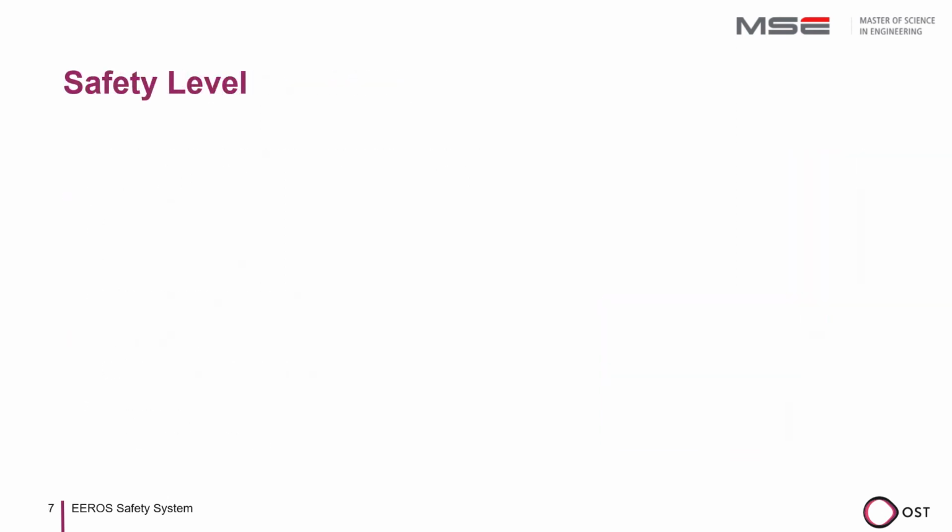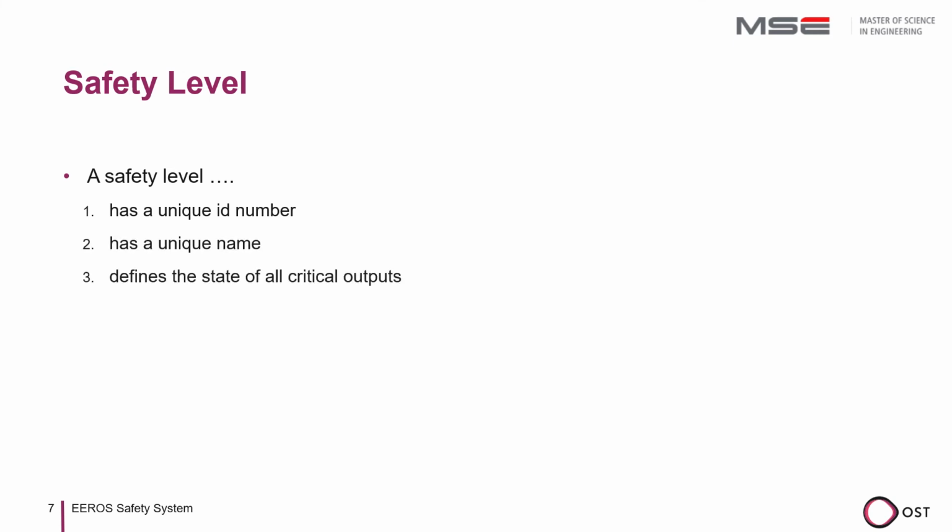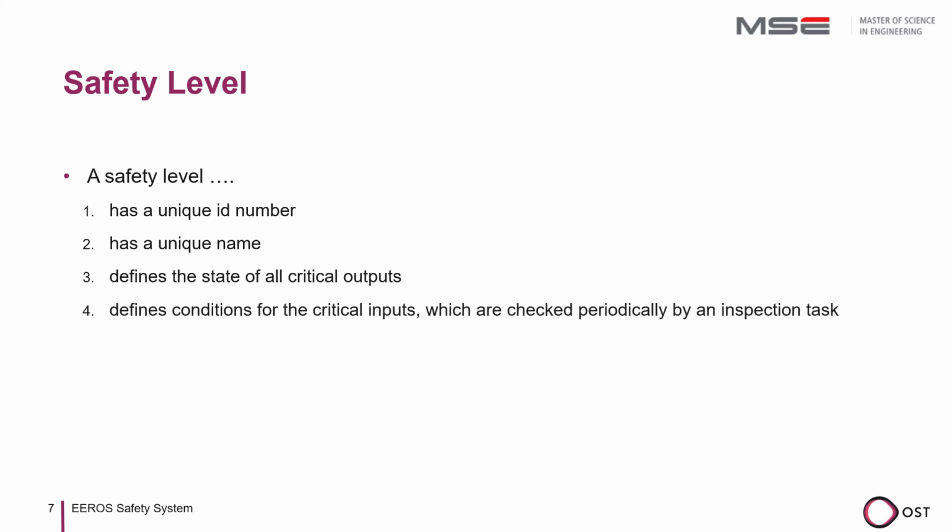Let us look at a brief summary of the safety levels and their properties. A safety level has a unique ID number, has a unique name, defines the state of all critical outputs, defines conditions for the critical inputs which are checked periodically by an inspection task, can accept certain events, and can cause events.